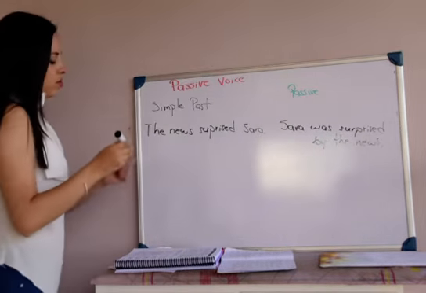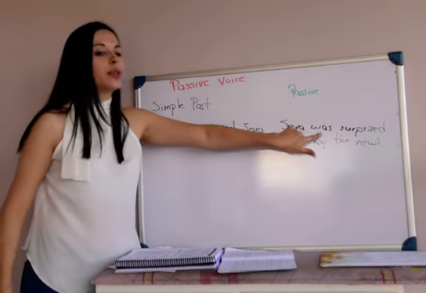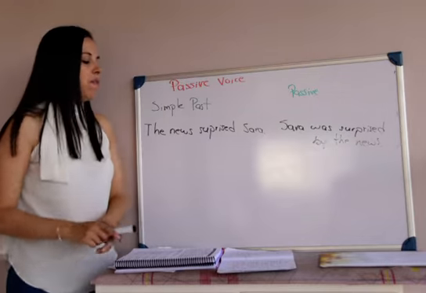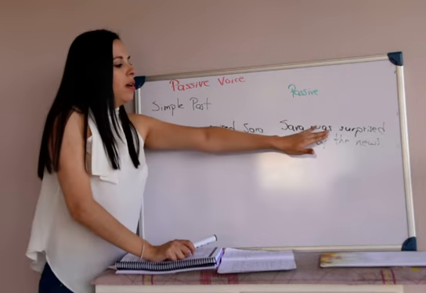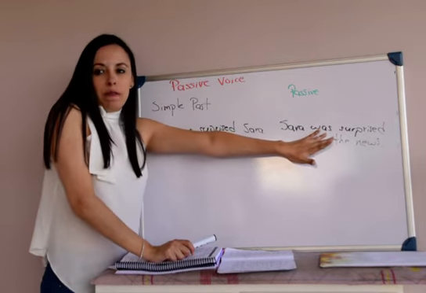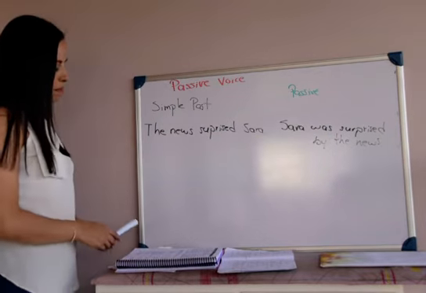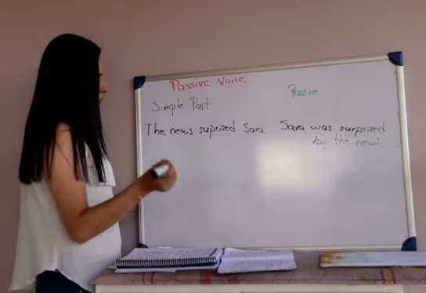By the news. So again, we need the verb to be, but in simple past. Sarah was surprised by the news. We have subject, simple past of the verb to be, past participle surprised, and the complement by the news. Another example.